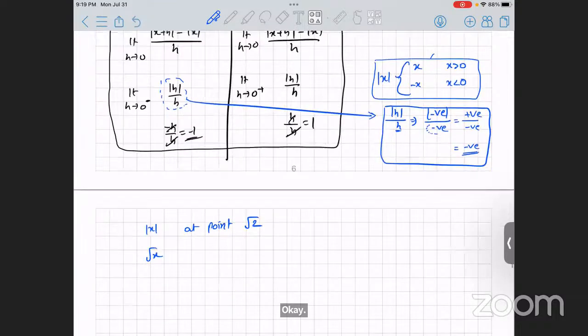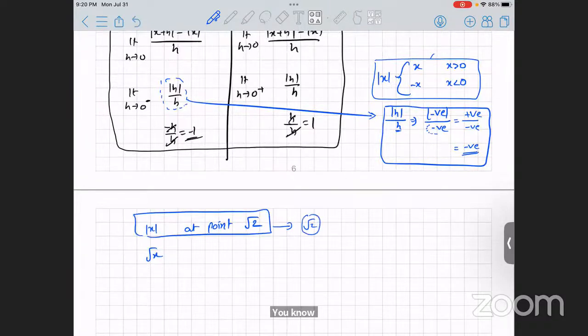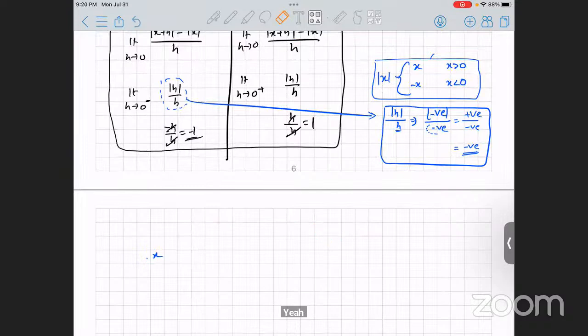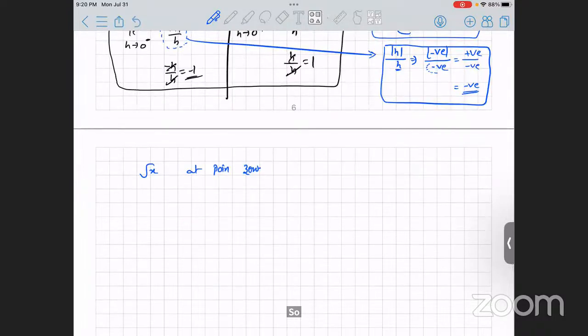How can you find differentiation with root 2? I mean, not getting you. Yes, sir, he is asking that there is a function root 2. No, it is not a function. How can you find differentiation? It is not continuous at all, right? Sorry, sir. I tell root x at point 0. Yeah, root x, that's the question. That's root x at point 0. So how will you find this?